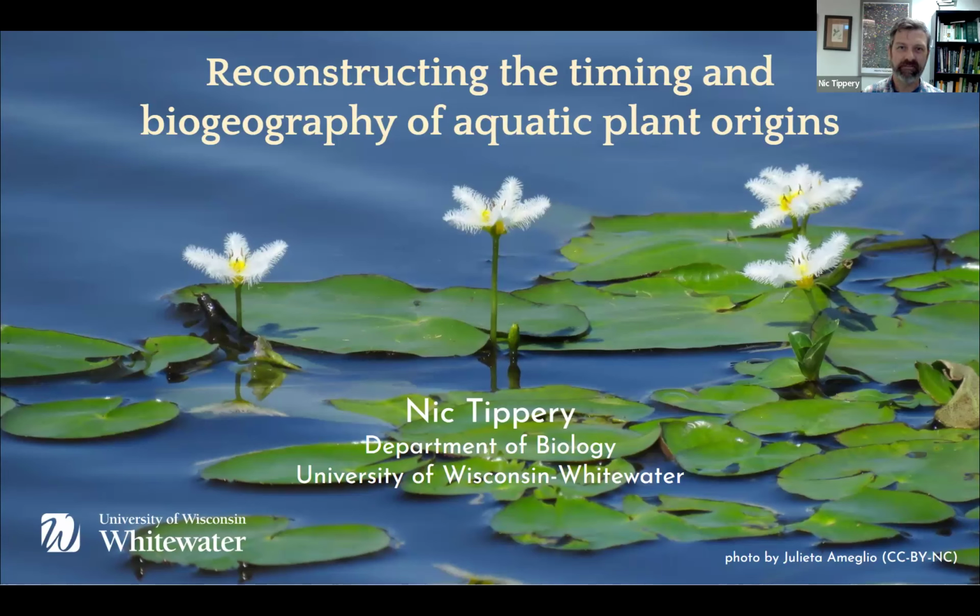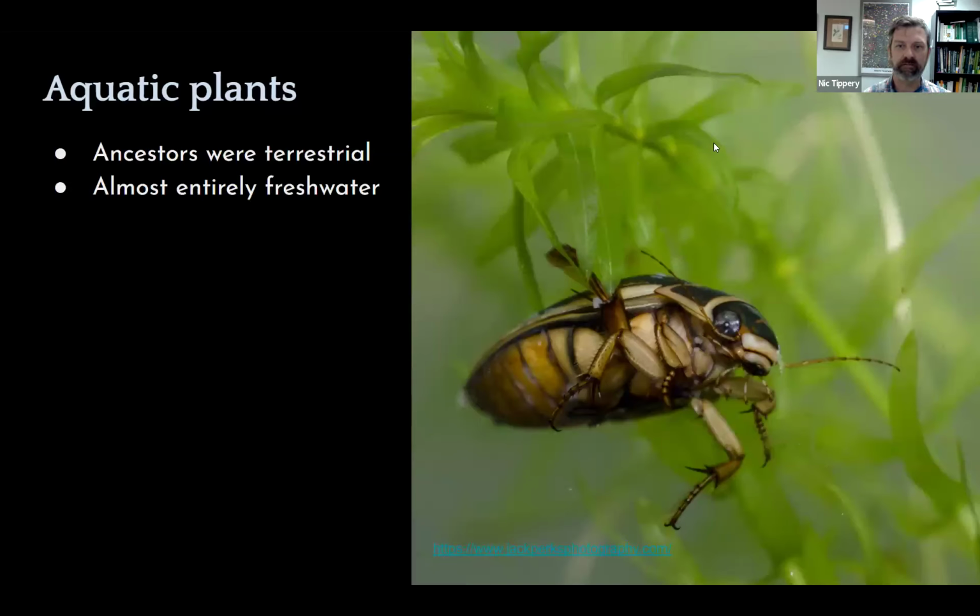Okay. Thank you for joining. My talk is going to be on the evolution of aquatic plants, and specifically trying to investigate the timing and spatial distribution of aquatic plant origins. So aquatic plants, if you're not familiar, have a similar evolutionary trajectory to certain groups of animals, where there were terrestrial plants, and many of those terrestrial plants, after ancestrally evolving to be on land, subsequently got into the water. And so what we call aquatic plants are secondarily aquatic.